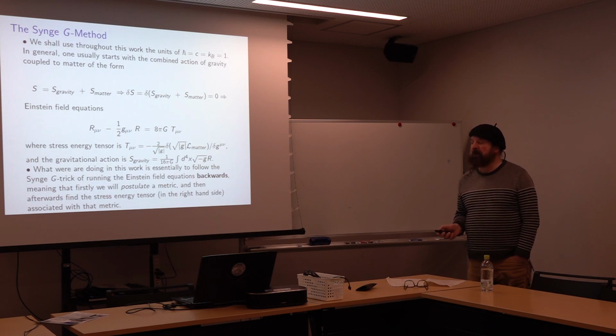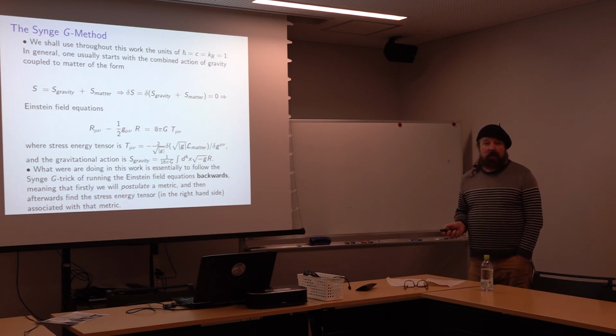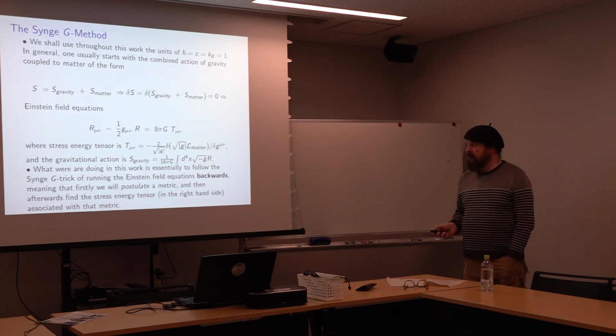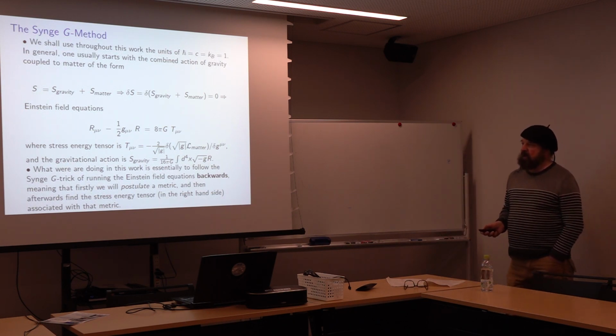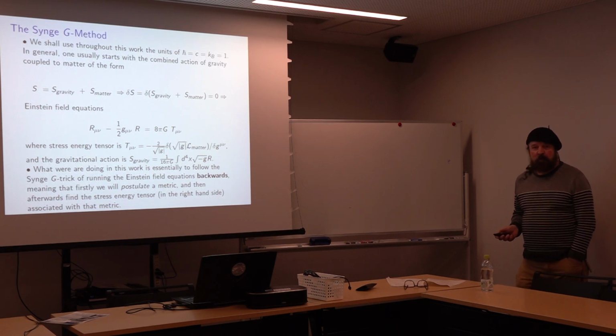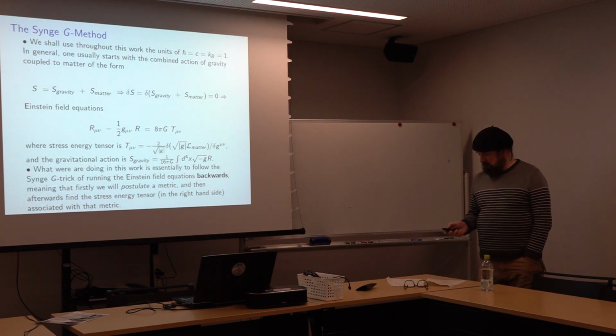So we postulate a metric, we evaluate the Ricci tensor and the scalar curvature by taking ordinary derivatives, and then the result we get is going to tell us what the stress energy tensor is. So we're doing it backwards. And you'll see in a minute why this is very useful. Okay? So again, the Singh trick is just running the Einstein field equations backwards, meaning that firstly, we postulate a metric, and then afterwards, we determine the stress energy tensor in the right-hand side associated with that metric. Okay, is this clear? Okay, so let's proceed.